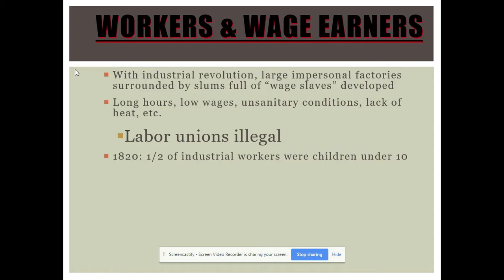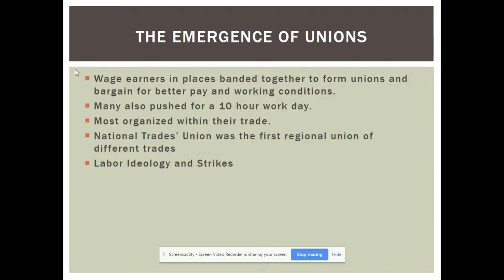By 1820, half of industrial workers were children under the age of 10, which is gut-wrenching if you think about that. The average workday before 1800 was about 12 hours. By 1820, that increased to about 14-hour days. Can you imagine going into work at 7 a.m. and not getting off till 9:30? Okay, and so it was terrible.